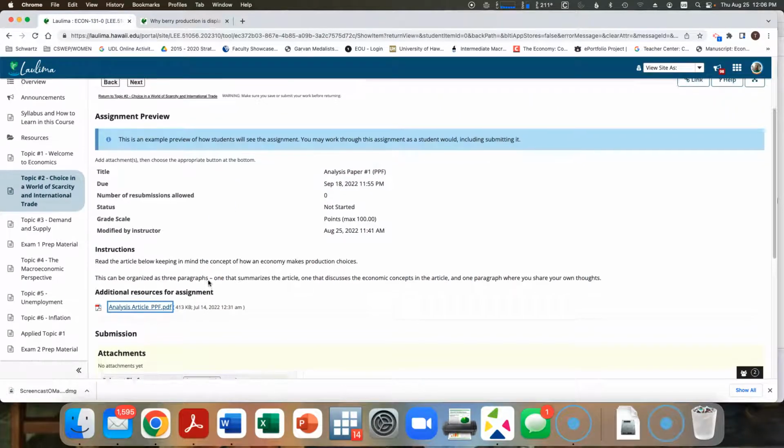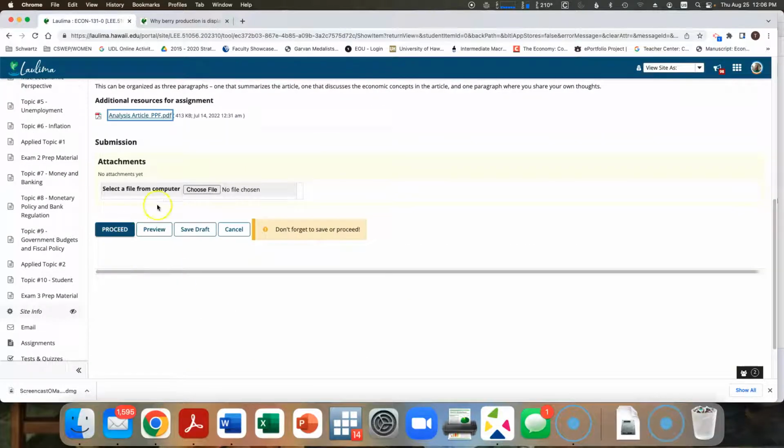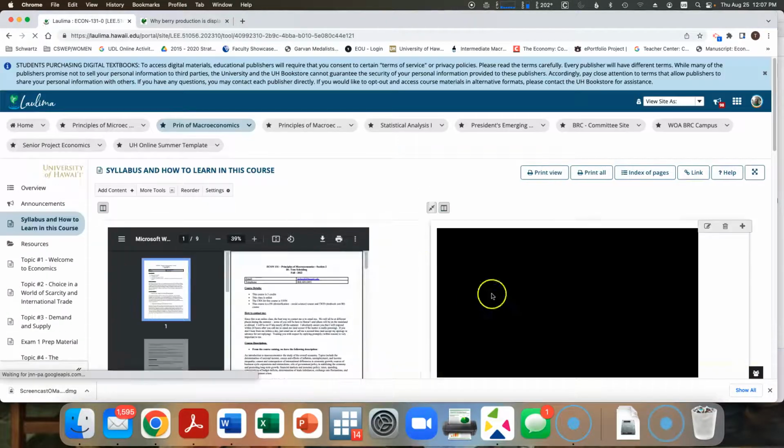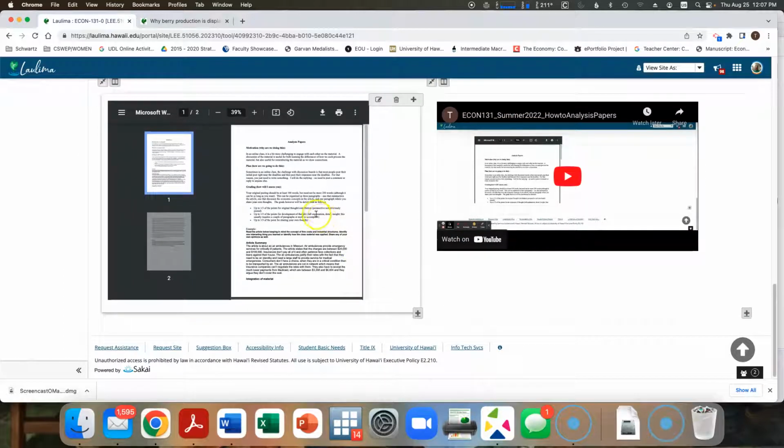In terms of what you actually write, well, first you would see here the way that you do it is you write it as a Google Doc or a Word doc or something, and then you're going to upload the file and submit it. That's how you're going to physically submit your analysis paper. Well, let's go back over here.